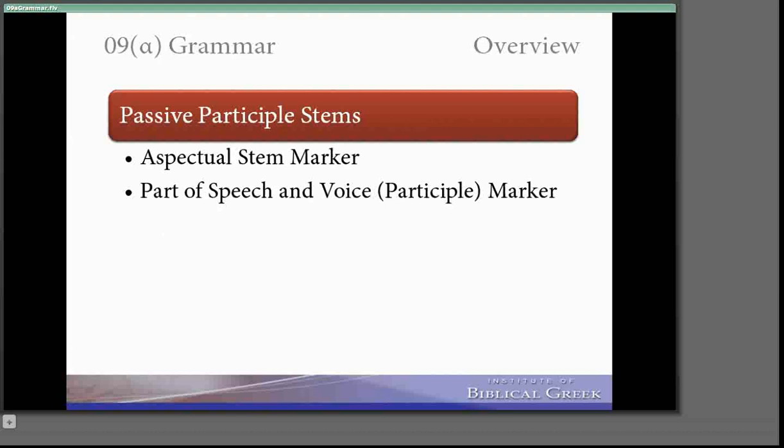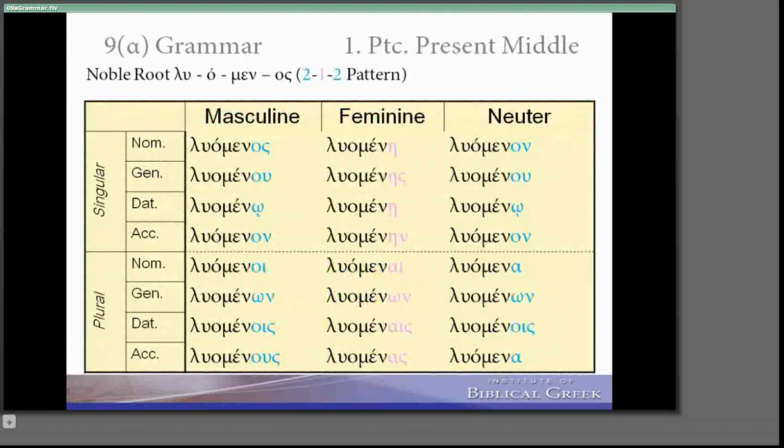So as far as participles go, we had our verb root. Our noble root that we learned was luo. Then we had our aspectual marker, o, telling us that it's imperfect, which is used for the present. And then we had an additional stem marker telling us it was a participle and not just a regular verb. And in the passive, that additional marker was men, telling us the part of speech. It's a participle, not a verb. Then we added our case endings on the end of that to yield the masculine omenos, the feminine omene, and the neuter omenon. Here's a chart with all of those endings conjugated.